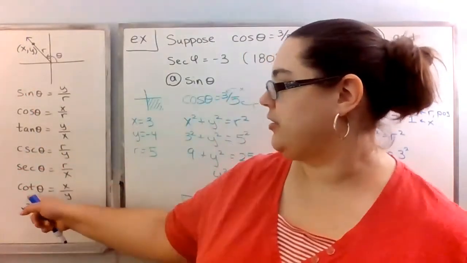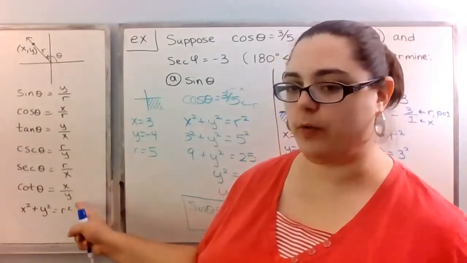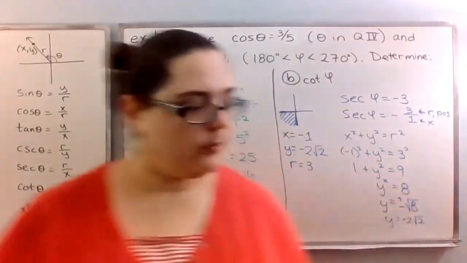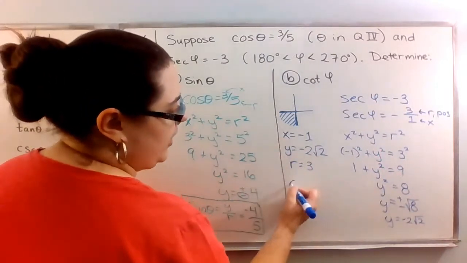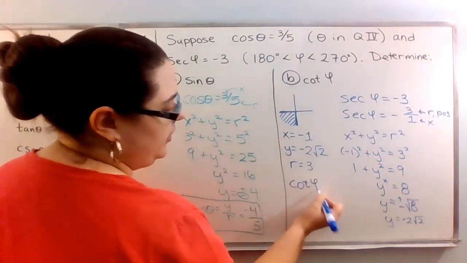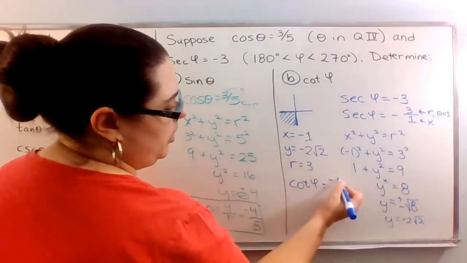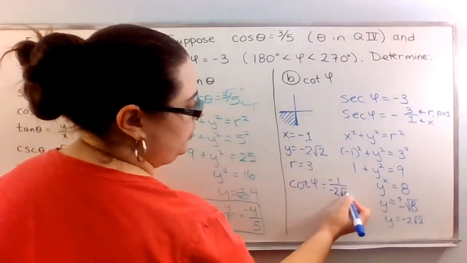So cotangent can be found by using x over y. So that's what we're going to do. We're going to take our x value over our y value. So we have cotangent of phi is going to be -1 over -2√2.